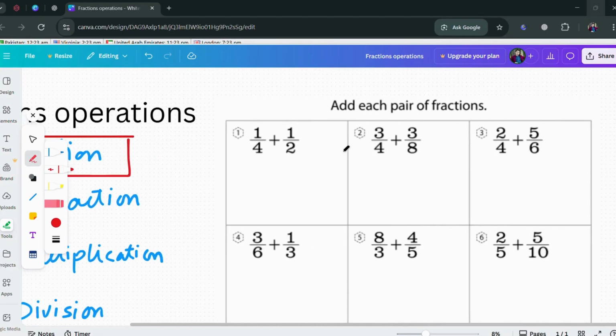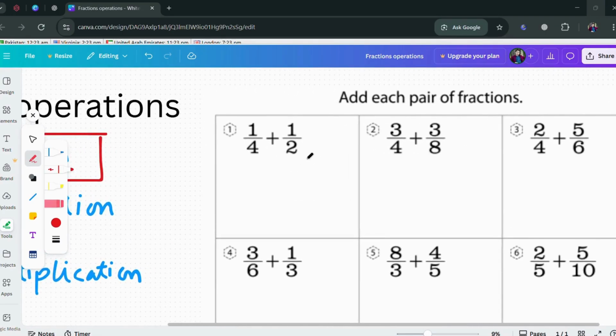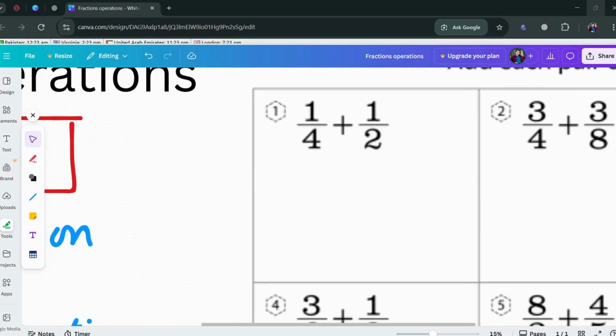Here we have the very first question, that is 1/4 plus 1/2. As you can see, these are the denominators. The denominators are different, right? For the first fraction, that is 1/4, and the second fraction, that is 1/2. So the denominators are different, and the first thing we need to do is make the denominator common, right?